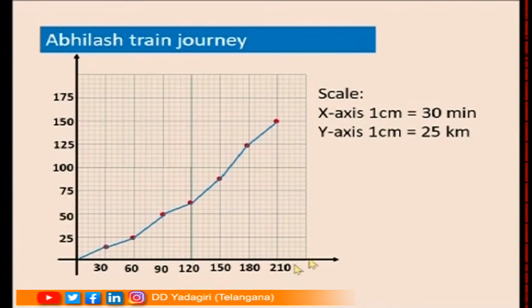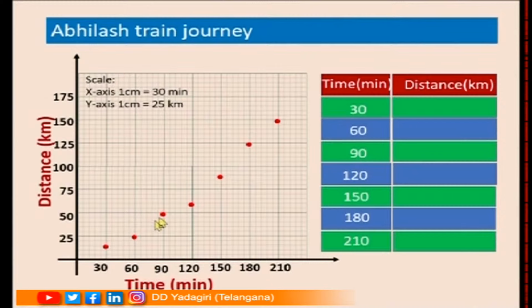This is a graph of Abhilash's train journey. So you have to observe this graph and make the table. By observing this graph, try to put the values in this table. For 30 minutes, the value on the y-axis, meaning the distance covered, is 15 kilometers. After 60 minutes, it covered the distance of 25 kilometers. And after 90 minutes, it covers 50 kilometers.